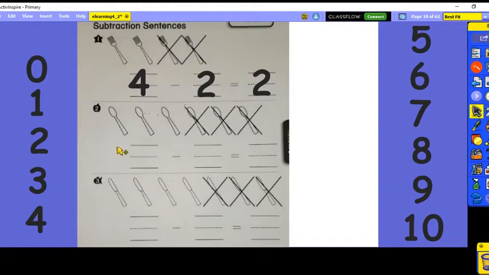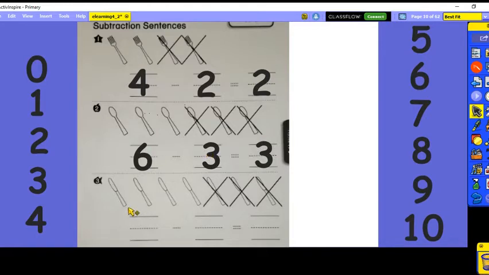All right, now let's see how many spoons we start with. 1, 2, 3, 4, 5, 6. We've got 6 spoons, and we take 3 spoons away. How many spoons are left? That's right, there's 3. 6 minus 3 equals 3. Let's use addition to check our subtraction. 3 plus 3 equals 6.